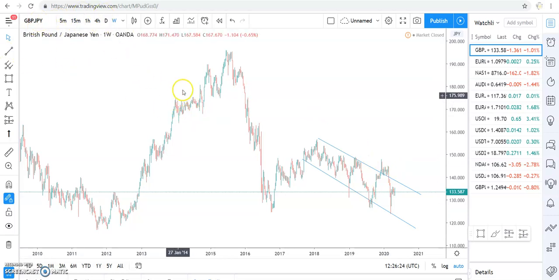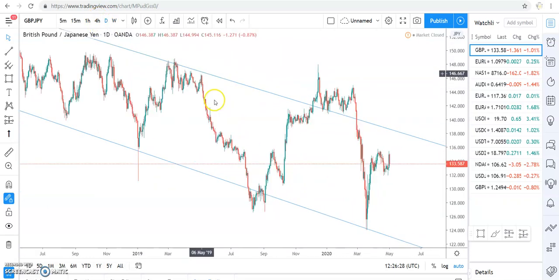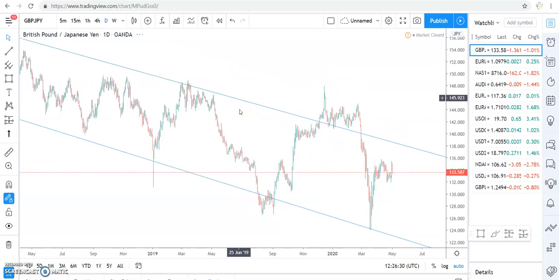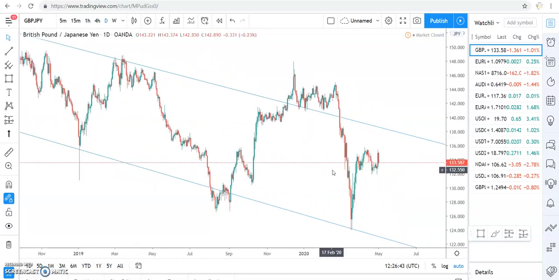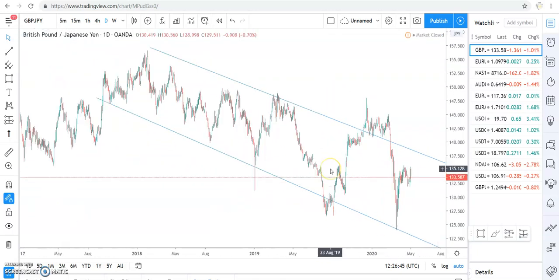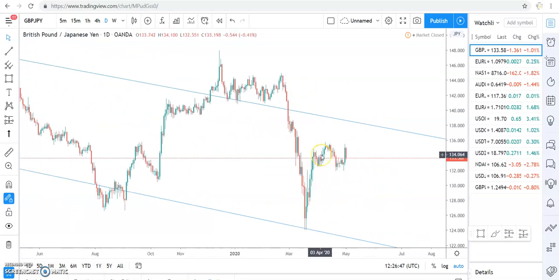Once I'm done, I'm going to move to smaller time frames. I use my daily time frame to get a clear picture of what the price has been doing, and I can see that it has been obeying these two trend lines that I have right here. Okay, this is for my daily time frame.